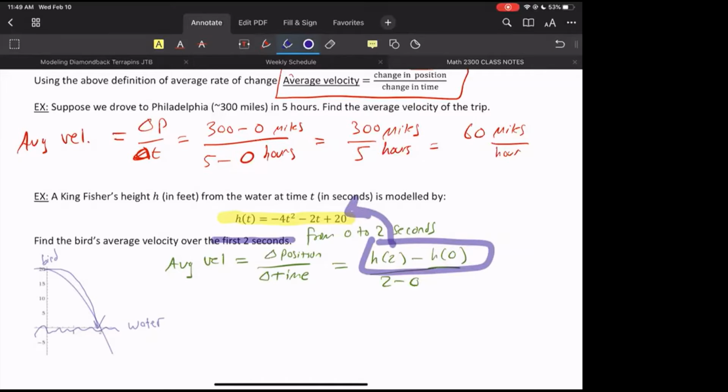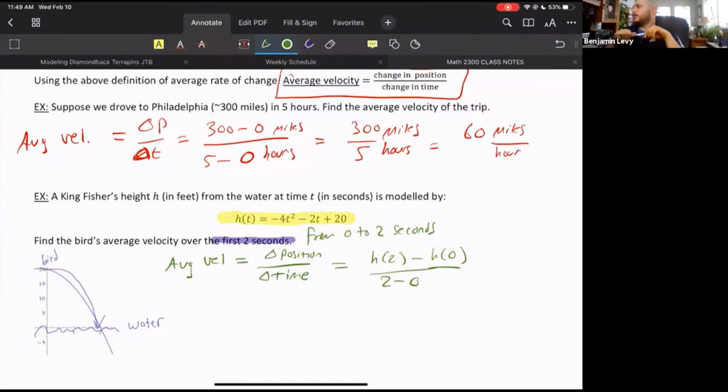We want to see where were we at 2 seconds, where were we at 0 seconds. Okay. Other thoughts before we keep going? I'm going to plug those numbers in and see what happens.